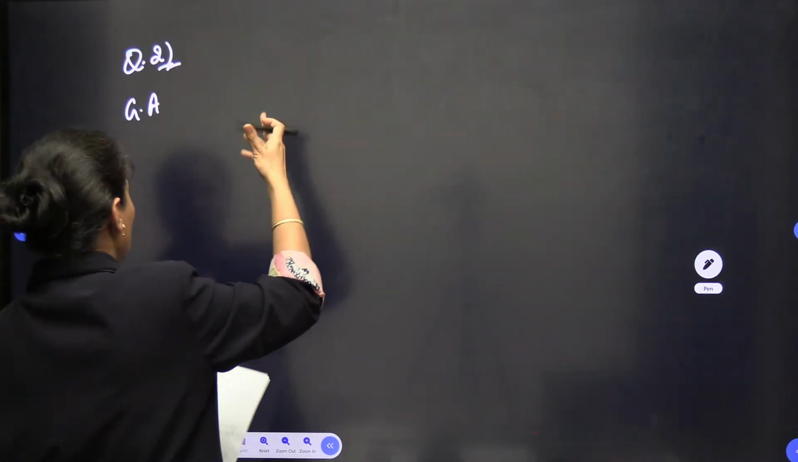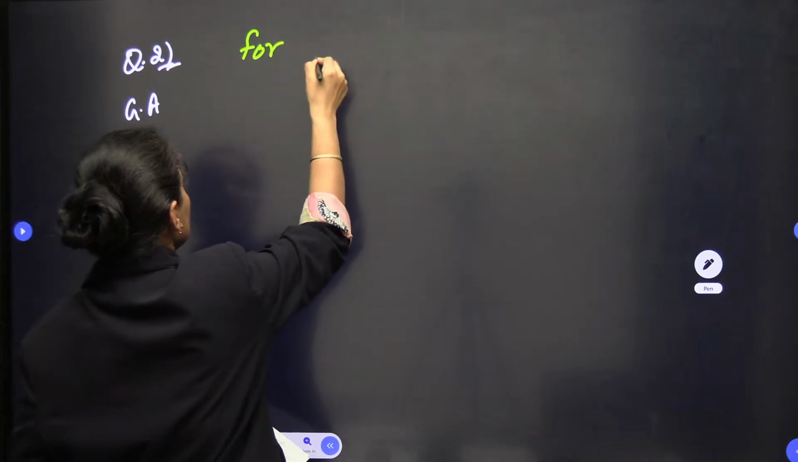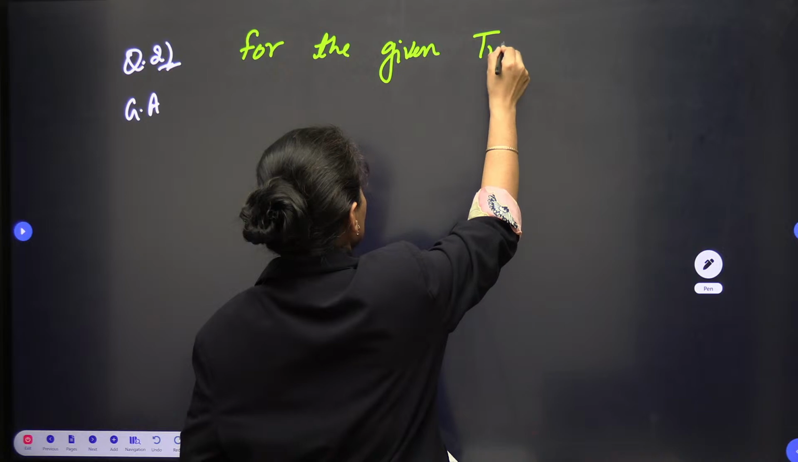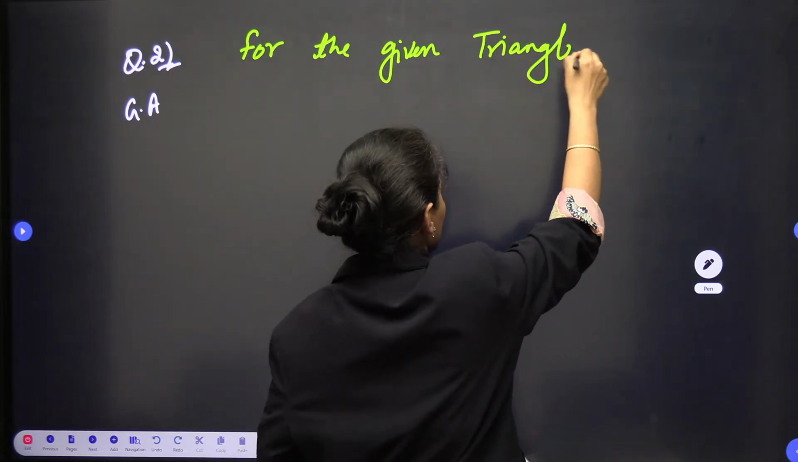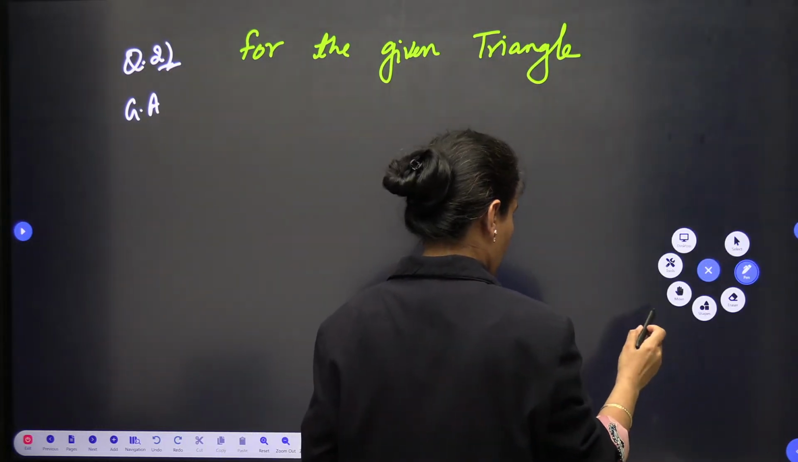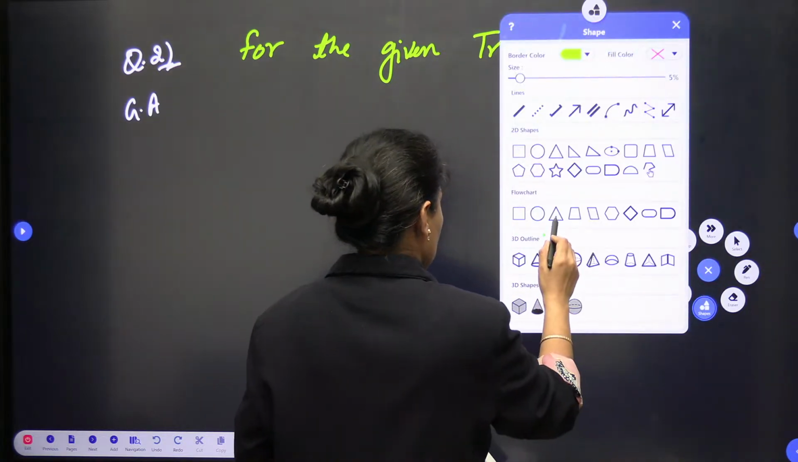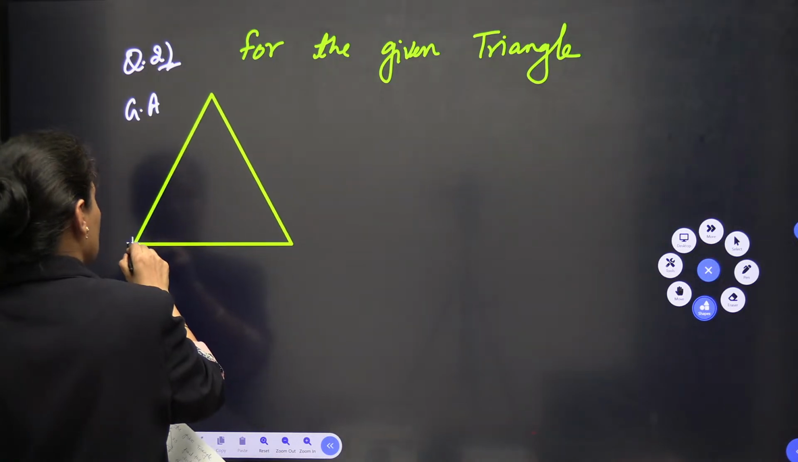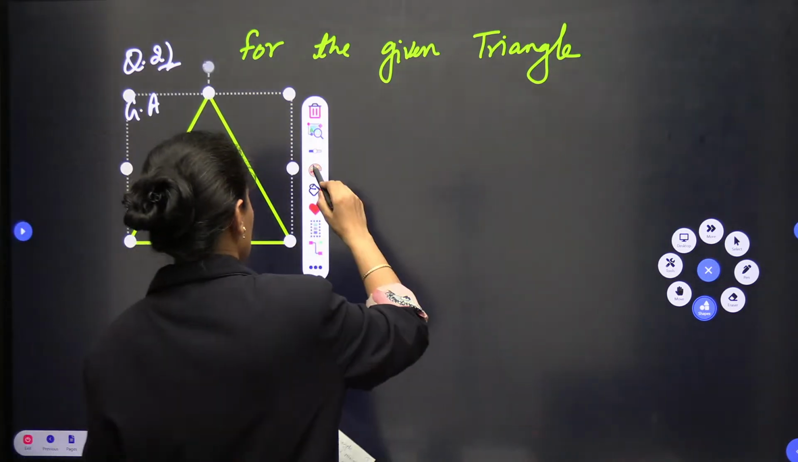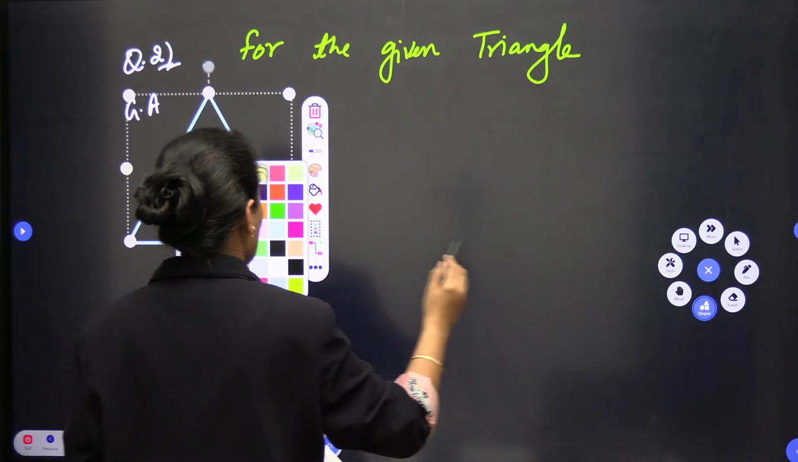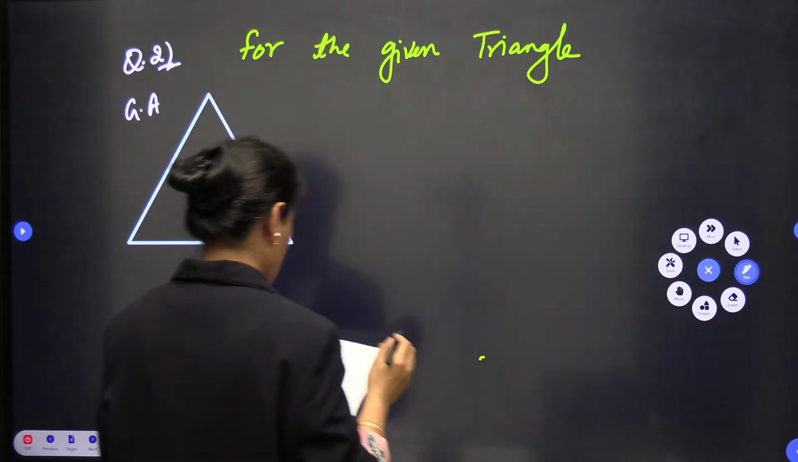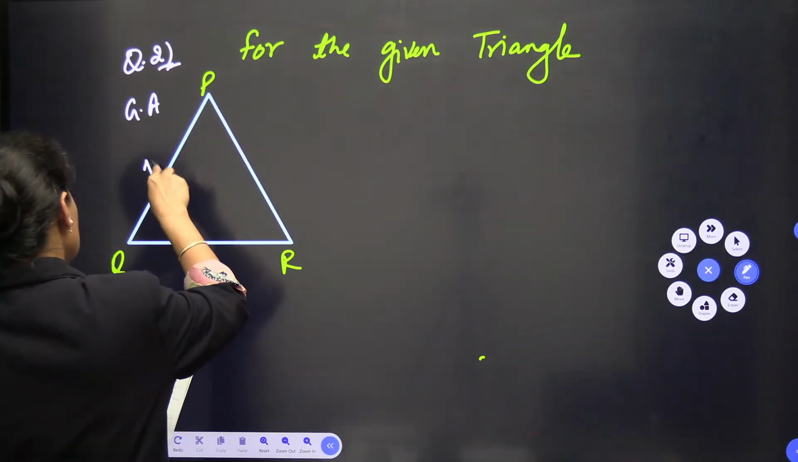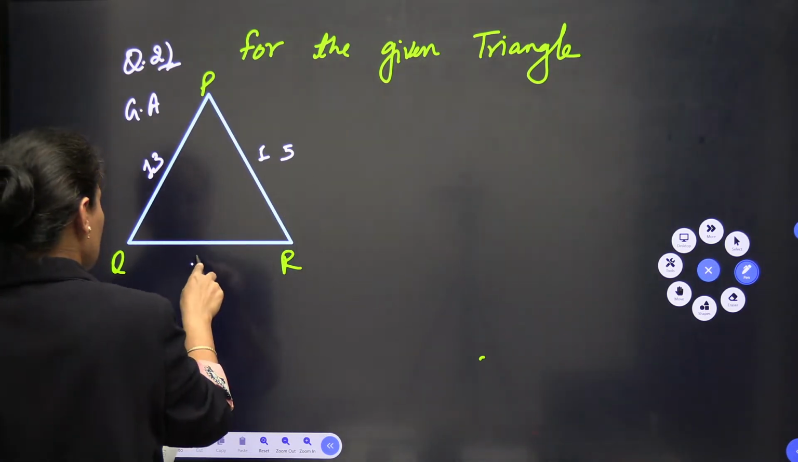Okay, this question is talking about the given triangle. One triangle is given to us, with sides P, Q, R. This is 13, this is 15, this is 14.